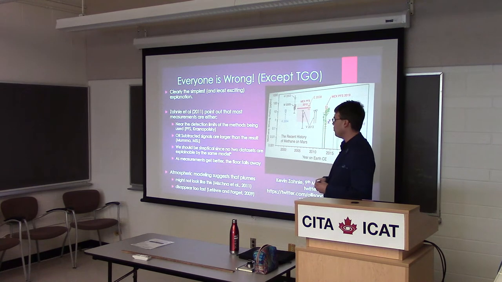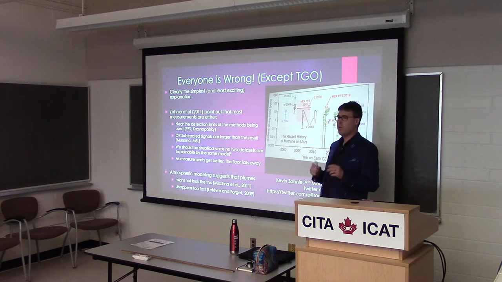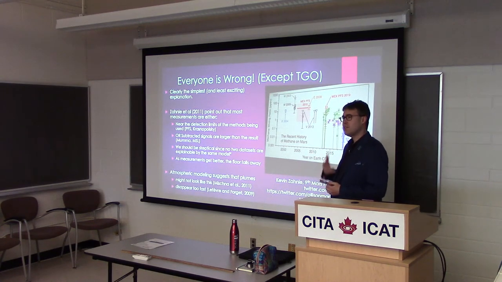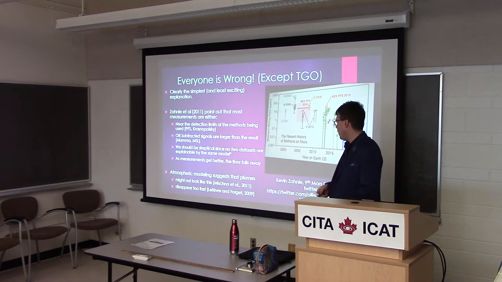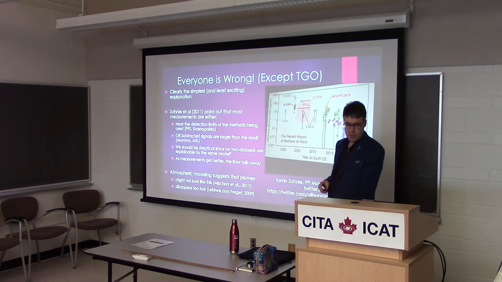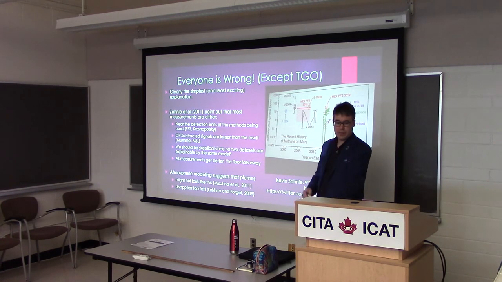There's other problems too. Atmospheric modeling suggests that the plumes might not look just the way that Mumma sees them. And it's hard to understand why they disappear so fast. That is a real challenge. And Lefèvre and Forget pointed that out back in 2009. So this is one possibility.